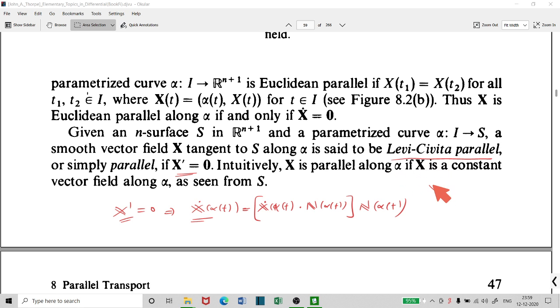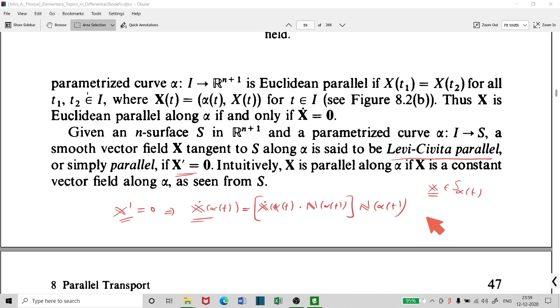The tangential vector field x, which belongs to S of alpha of t, we can say that this is a Levi-Civita parallel vector field. So a tangential vector field along alpha is said to be a Levi-Civita parallel vector field, or simply parallel. Okay. Now onwards we call this the parallel vector field. If this happens, the usual derivative of that tangent vector field is always in the direction of n of alpha of t.